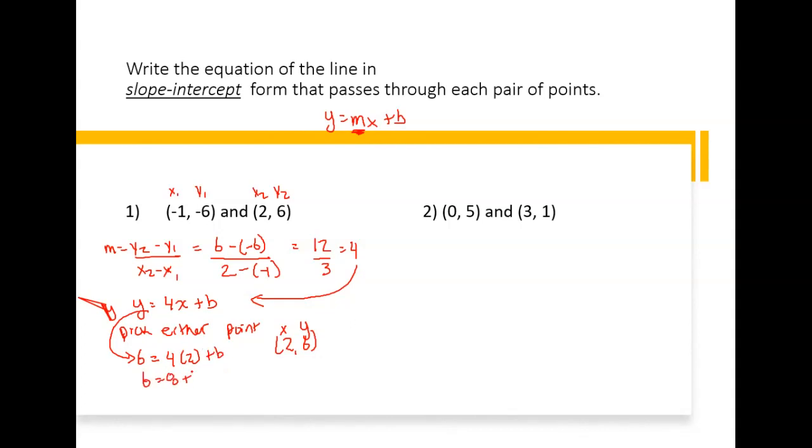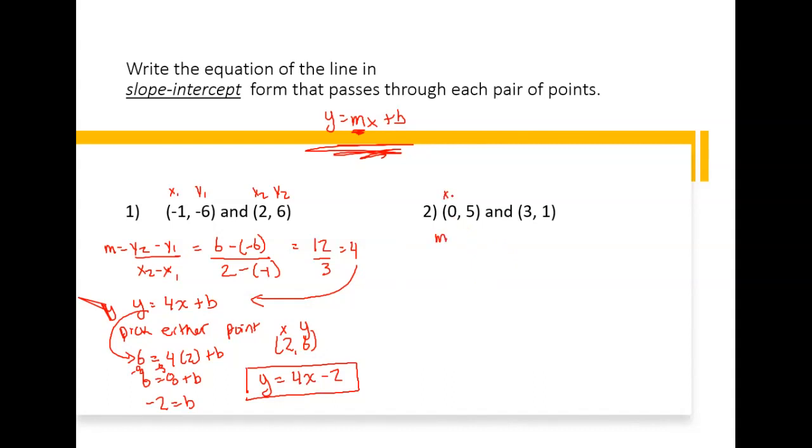6 equals 8 plus b. Subtract 8 from both sides. 6 take away 8 is -2, which is equal to b. So I have an equation of 4x minus 2. So that's my equation of a line. I calculated my slope to be 4 and my b to be -2. This is my format, so I can just plug those in, and that gives me the equation of a line in slope-intercept form.